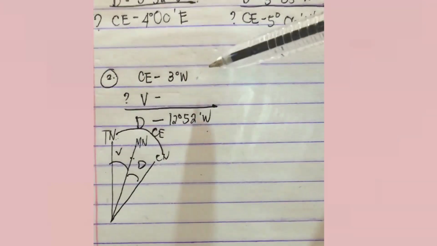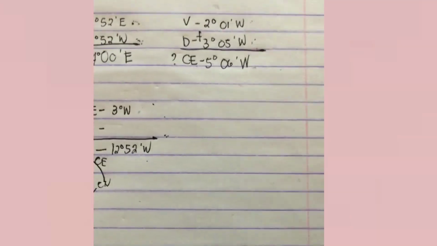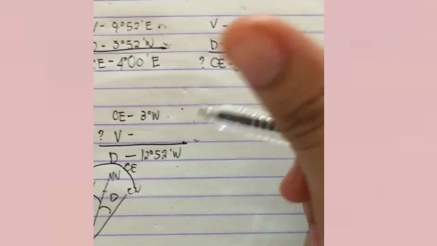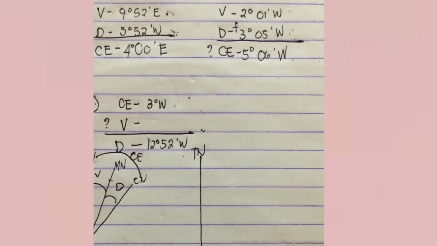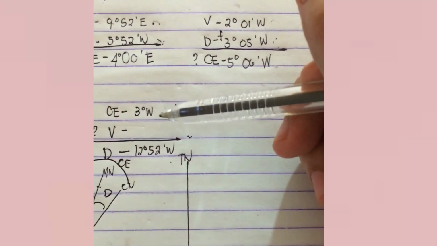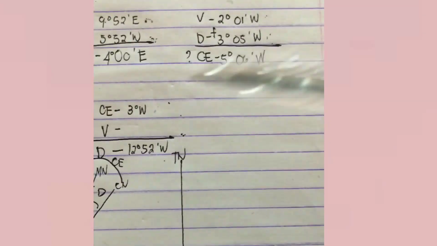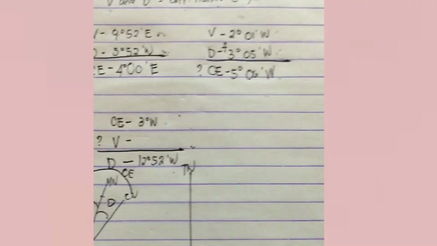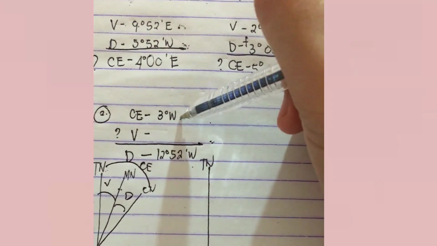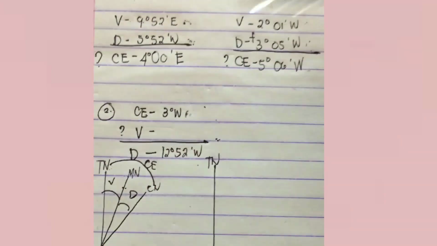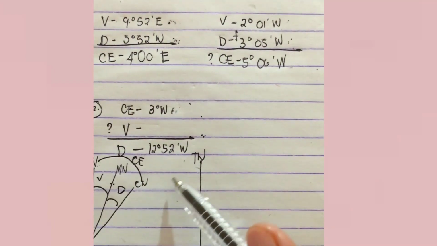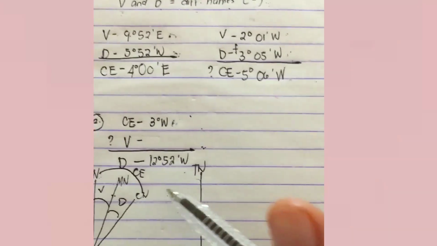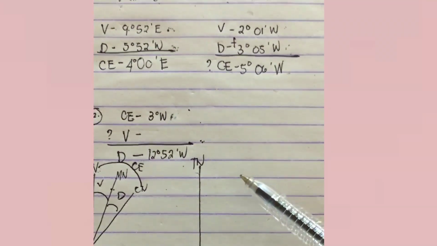Now let's illustrate this problem. First, let us put true north. True north to compass north is what we call the compass error. As we can see, the compass error's direction is west. West means the left side of our true north is the west, and the right side of our true north is what we call east.